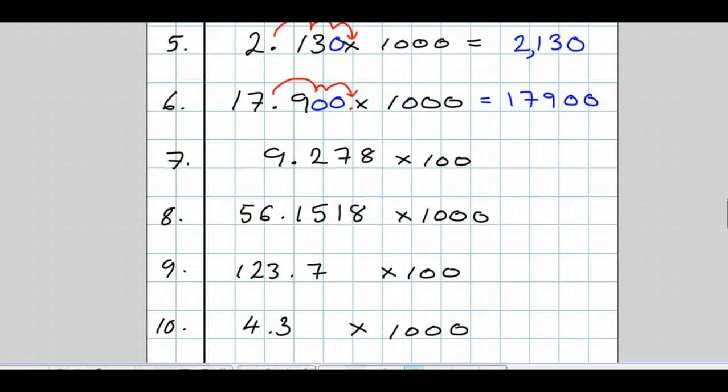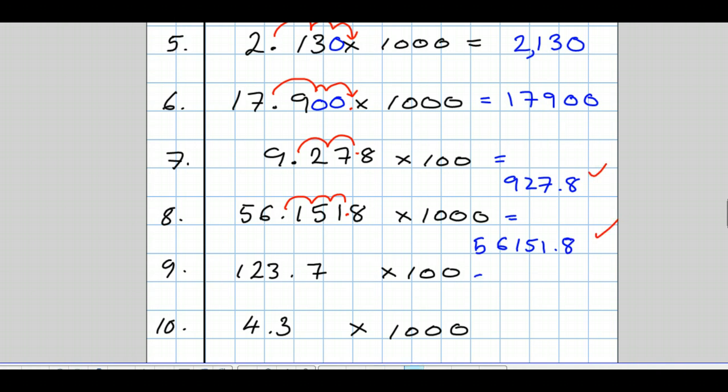Okay, welcome back. Let's go through the answers. So we move the decimal point because we're multiplying by 100, two places. So there's our answer, 927.8. What about for this one here, question 8? We move it three places. So the answer is 56151.8. Give yourself a tick if you've got both of those.